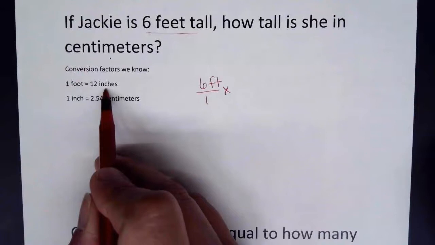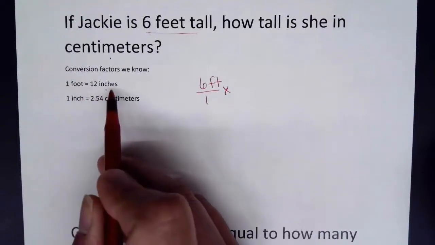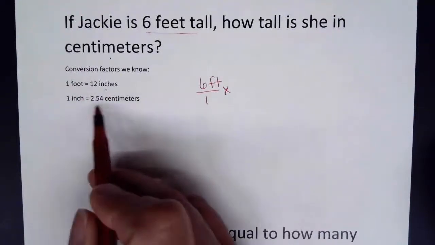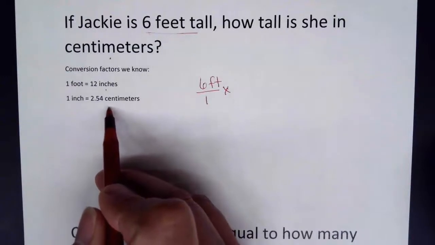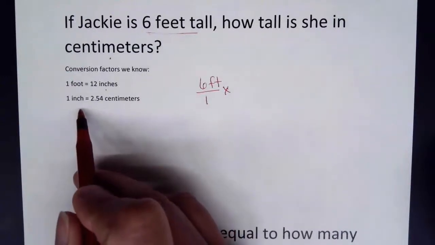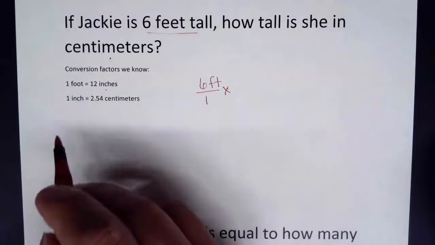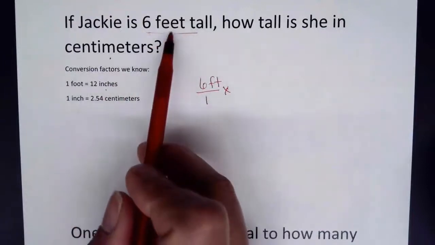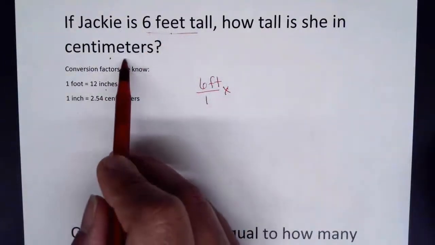We know that there is 1 foot in 12 inches. We know that there's 1 inch. There are 2.54 centimeters in 1 inch. So we can use these conversion factors to get us to a point of feet to centimeters.